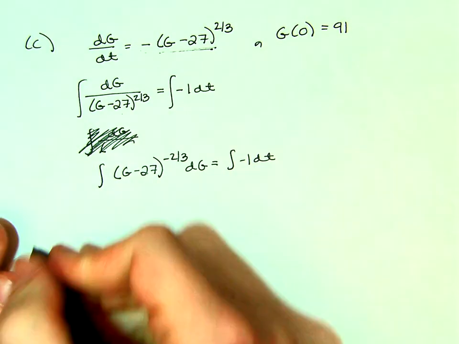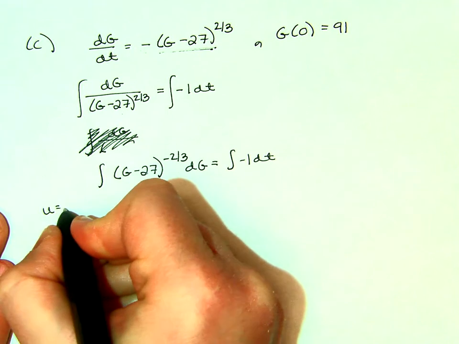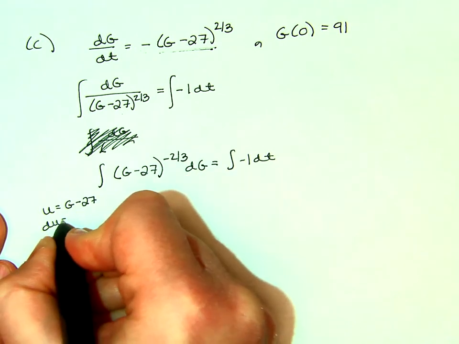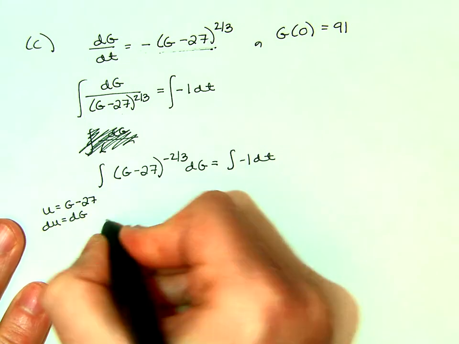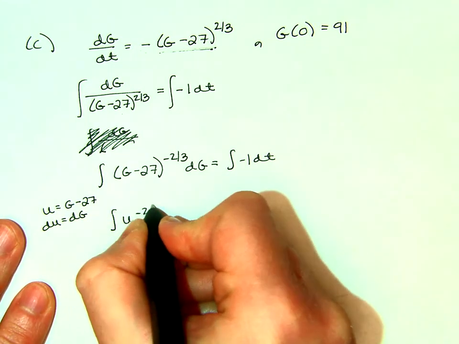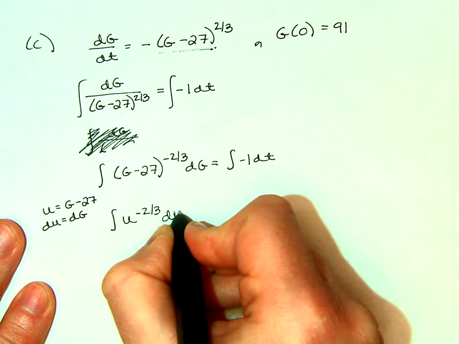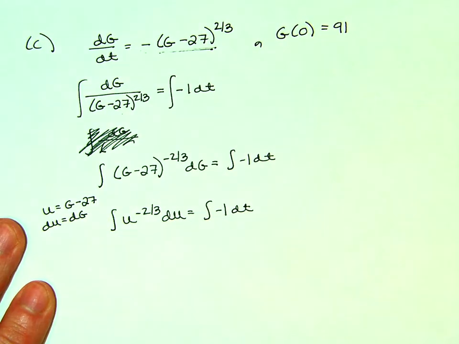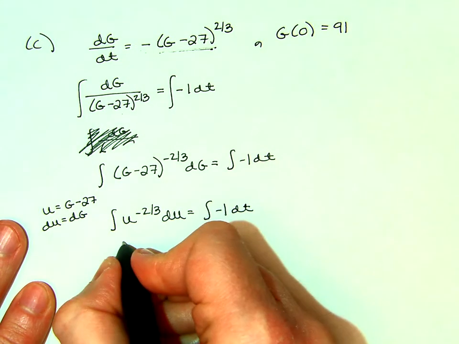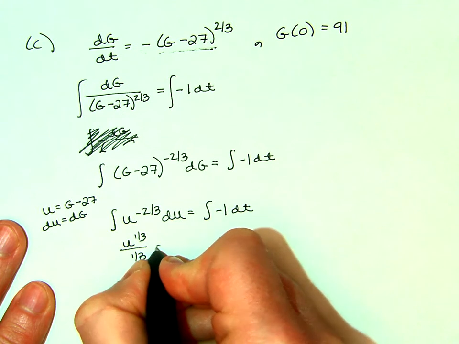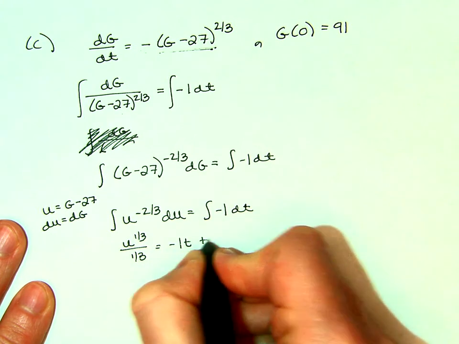On the left side, I need a u substitution. I'm going to say that u equals g minus 27 and du is dg. I'm going to get the integral of u to the negative 2/3 du equals the integral of negative 1 dt. I'm going to integrate both sides. I'm going to get u to the 1/3 over 1/3 equals negative 1t plus a constant.